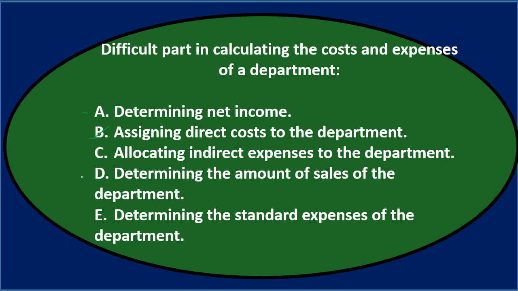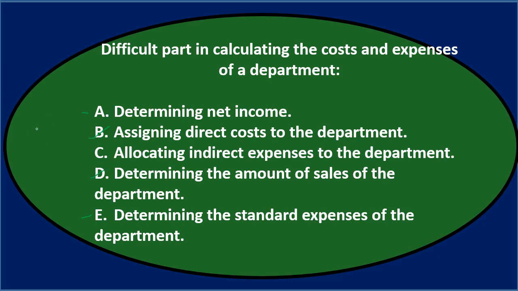D says determining the amount of sales of the department. Now, determining the amount of sales of a department shouldn't be that difficult because we're going to track that as they make the sales, by department usually. So it's not something we usually have to assign to different departments, because we're going to pretty closely track the sales generally by department. So that should be fairly easy to do. And then E says determining the standard expenses of the department. I'll keep that for now. Let's go through this again.